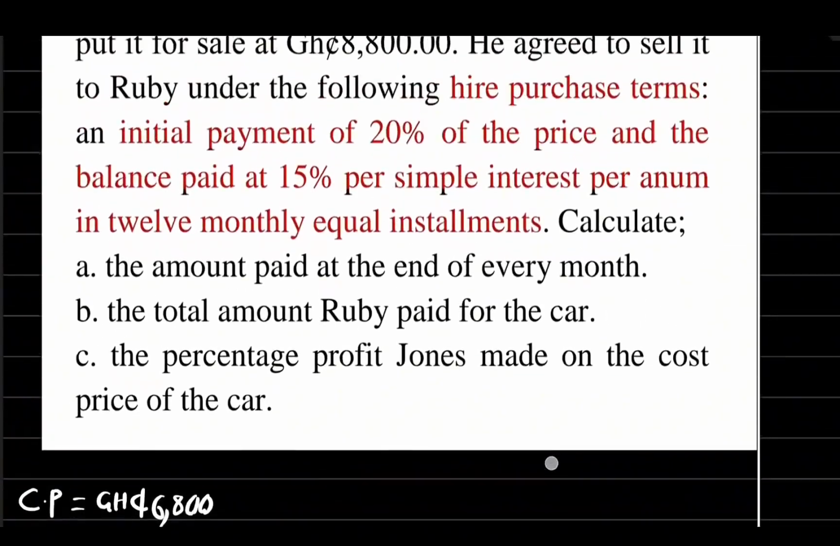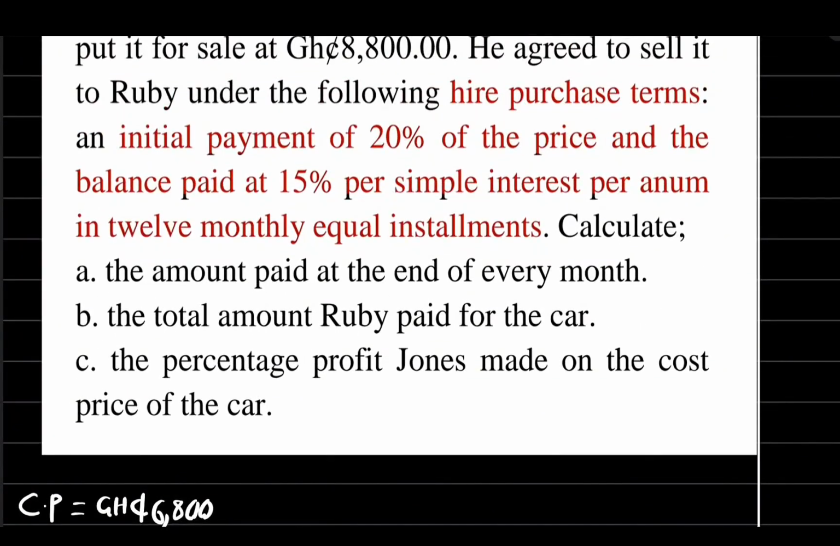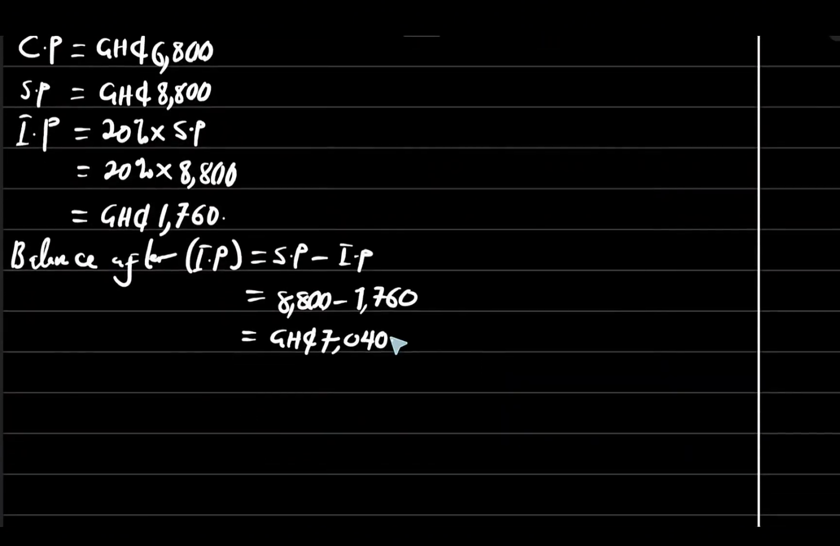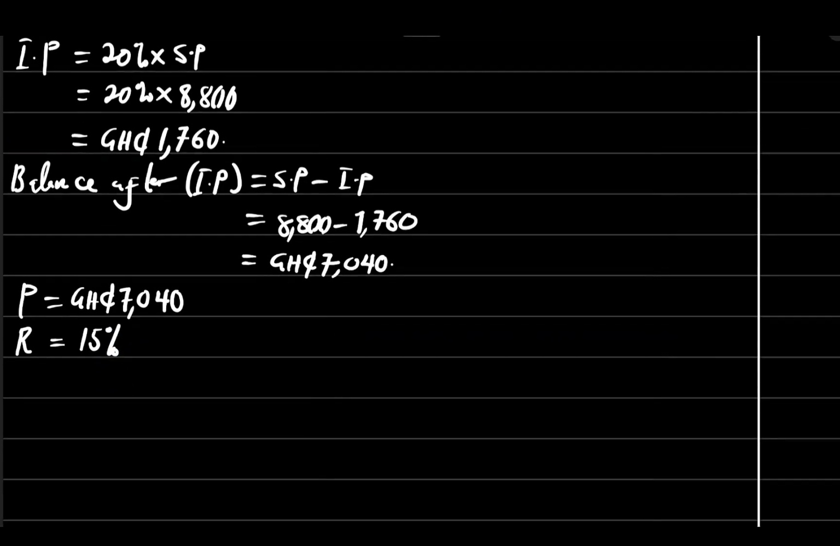Out of this, we are asked to pay on an installment basis, 15% simple interest on this balance. So literally it means 7,040 is the principal. It's more like a loan, right? So we'll have P, being the principal, to be equal to 7,040. Then we have been told the rate of the interest is 15%. And the time T allotted for this arrangement is 12 months.